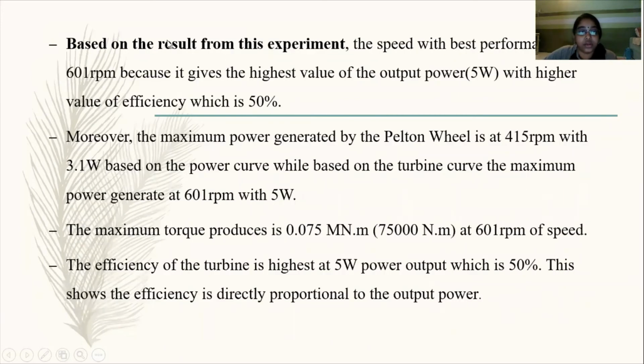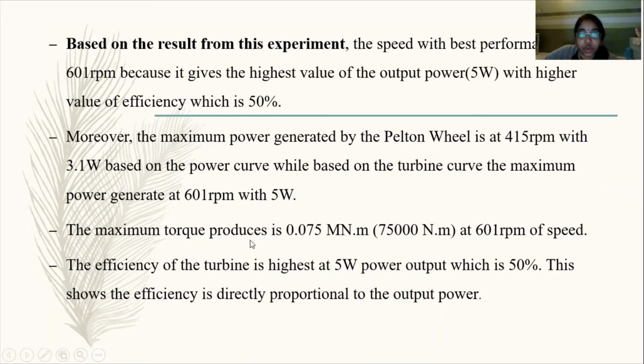Based on the results from this experiment, we can conclude that the best performance is at 601 RPM, because it gives the highest output power, which is 5 watt, with a higher efficiency of 50%. Moreover, the maximum power generated by the Pelton wheel is at 415 RPM with 3.1 watt based on the power curve, while based on the turbine curve, the maximum power is generated at 601 RPM at 5 watt.